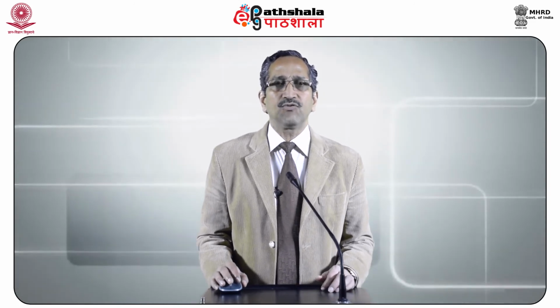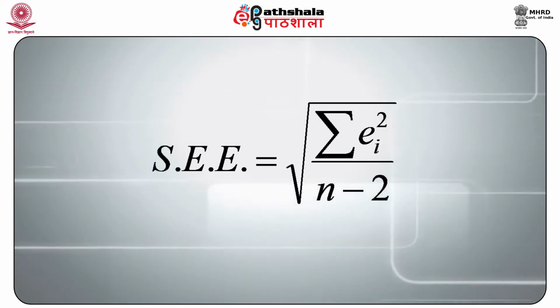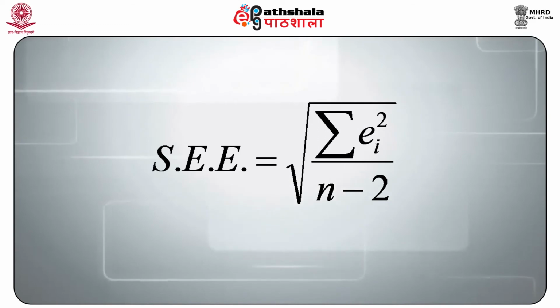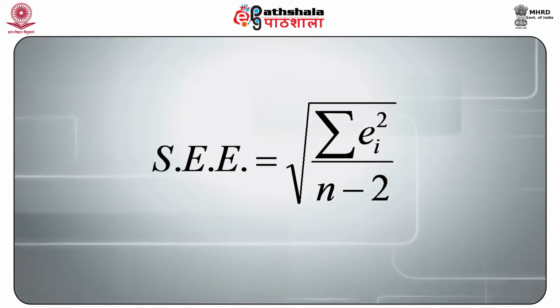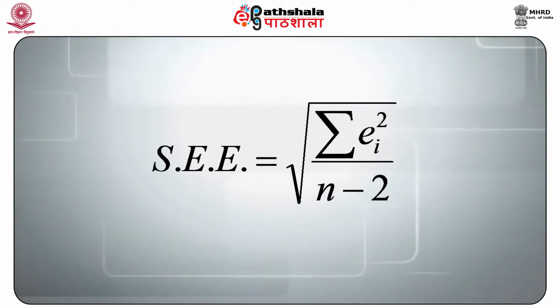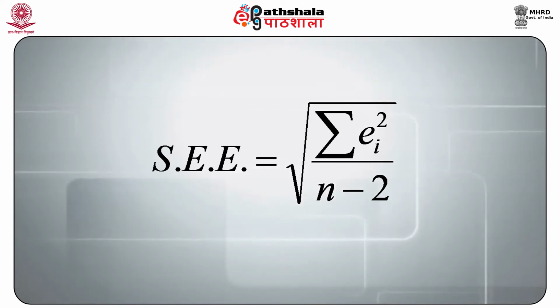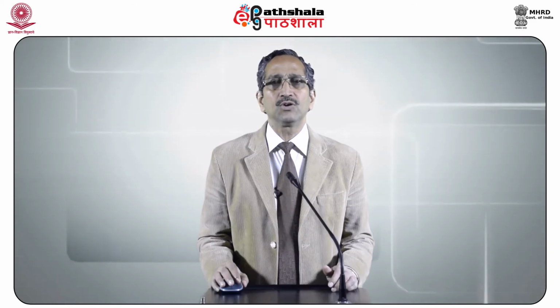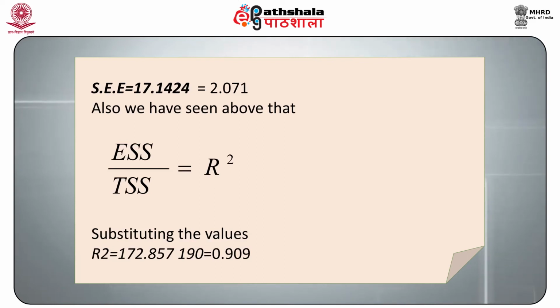So coming back to the formulas and the substitution, we find that SEE, which is standard error, which is defined to be equal to under root of sigma or summation ei square upon n minus 2, comes out to be equal to under root of 17.142 divided by 4 and is equal to 2.071. So why do we have 4? Because our total number of observations are 6, so n minus 2 comes out to be equal to 4.